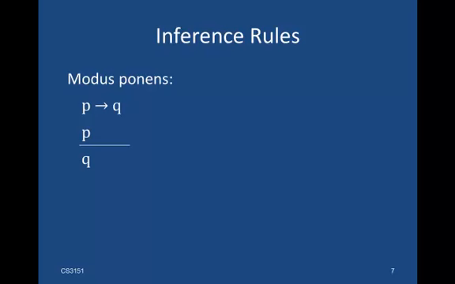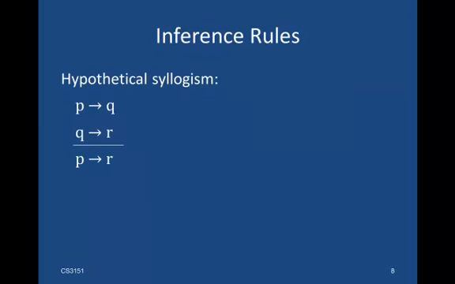Modus tollens says that if P implies Q holds, but not Q, then not P can be deduced. For example, let's say as before that we know that if it is raining, the street is wet. And we look out of the window and we notice that the street is not wet. Then we can conclude that it is not raining.